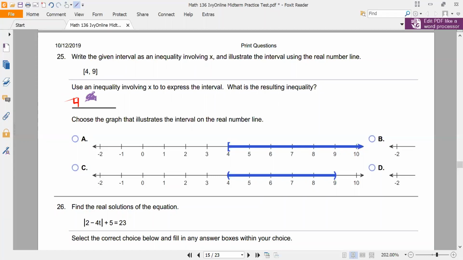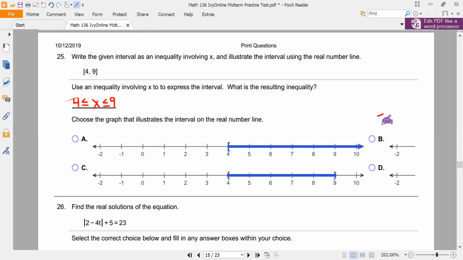Sorry, my pen just doesn't want to write, and then less than or equal to, since we have a bracket, x, which is floating in between 4 and 9, all solutions possibly in between, and less than or equal to 9. And again, for some reason, when I printed this from my math lab, it lost half of the graphs.